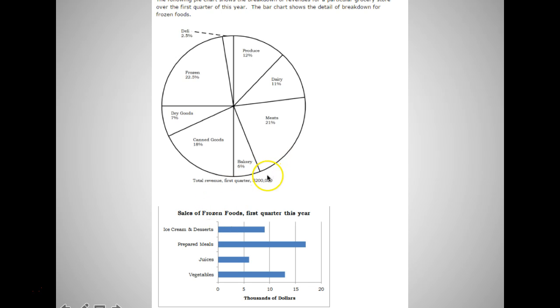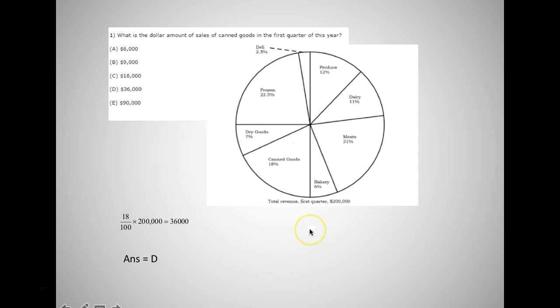Coming to the next question, the following pie chart shows the breakdown of revenues for a particular grocery store over the first quarter of this year. The bar chart shows the detail of breakdown for frozen foods. So we have frozen foods, deli, produce, dairy, meats, bakery, canned foods and dry goods, and then you have the sale of frozen foods during the first quarter of the year.